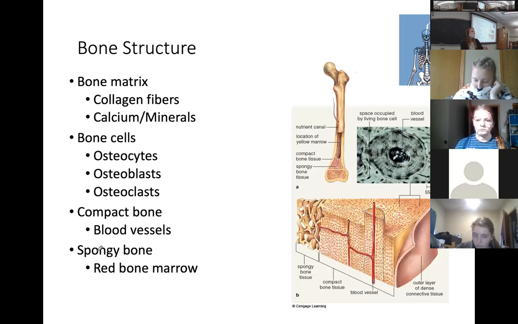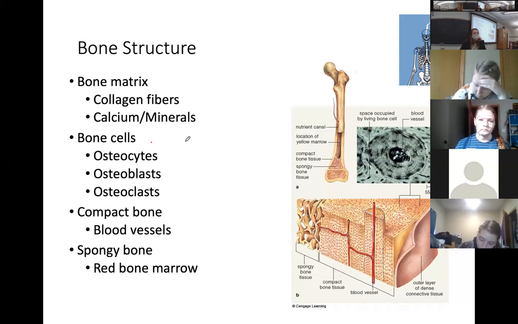So thinking about how a bone is made and what the structure is in that bone. Bone matrix is made up of collagen fibers and calcium minerals. So the matrix means kind of that space in between. Collagen fibers, which are string-like substances, kind of think of like hairs or strings made up of collagen, make like a web-like structure that helps with impact as well as support.